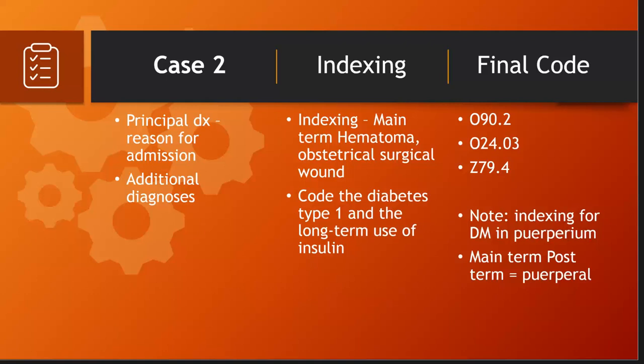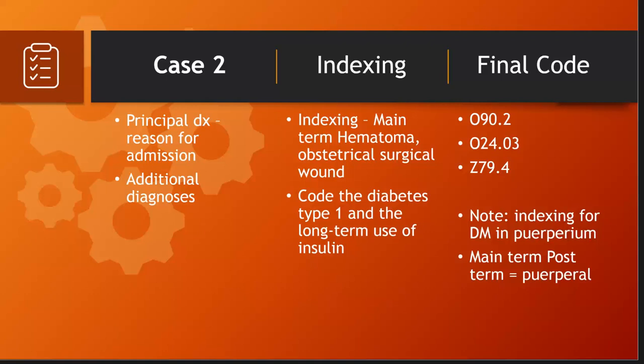The main term is going to be hematoma. Subterm would be obstetrical surgical wound. We arrive at the code of O90.2. We check our code in the index. We also want to assign a code for her diabetes, because obviously she has a higher rate of having post-op complications, having diabetes in general. And she's a type 1 diabetic.